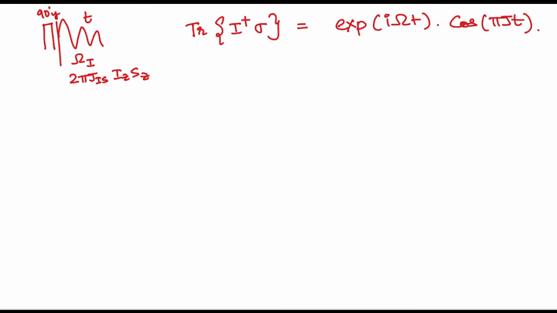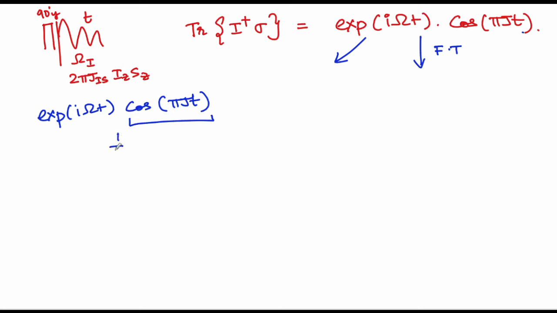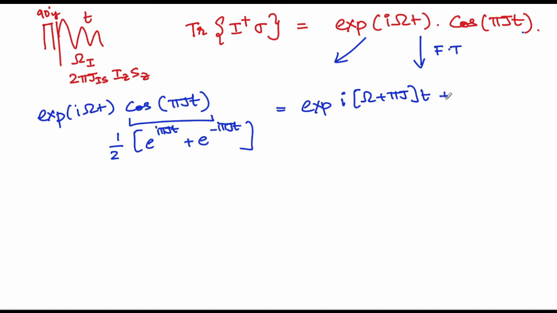Remember, this is a time domain signal. You have to Fourier transform this, and we already know the Fourier transformation of e power i omega t. Now you are multiplying it with cos pi J t. So why don't we rewrite this function, e power i omega t times cos pi J t. Cos pi J t can be rewritten as 1 over 2 times e power i pi J t plus e power minus i pi J t. The whole function ends up being e power i times omega plus pi J times t, plus e power i times omega minus pi J times t, the whole divided by 2.